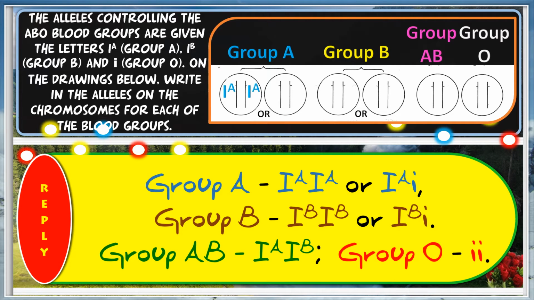Group A: allele A, allele A; or allele A and i. Group B: allele B, allele B; or allele B and i. Group AB: allele A and allele B. Group O: i and i.